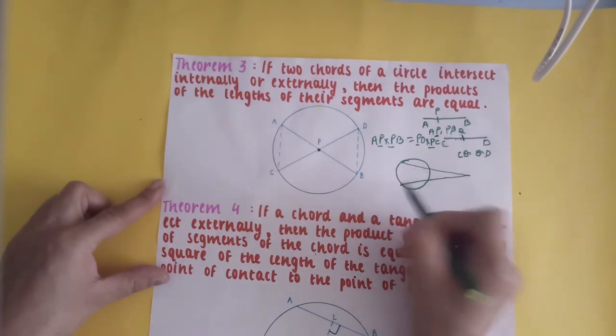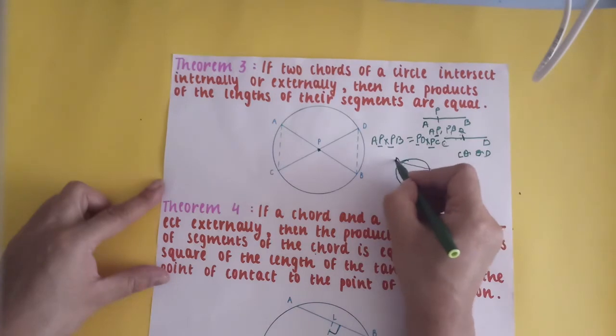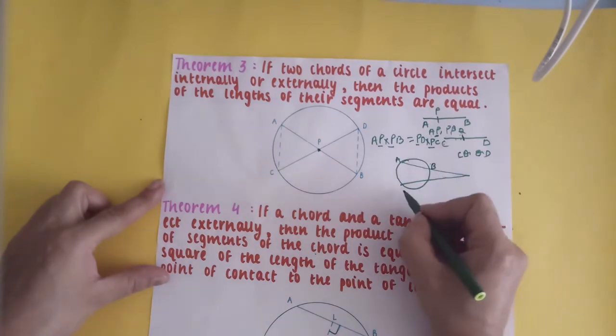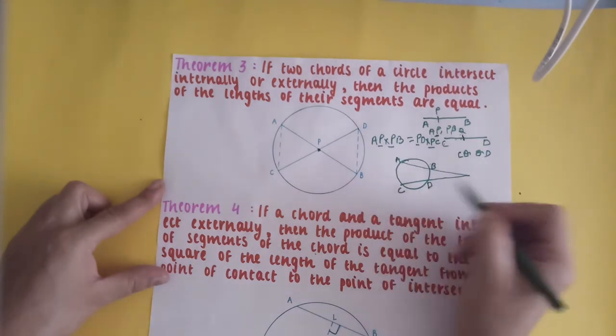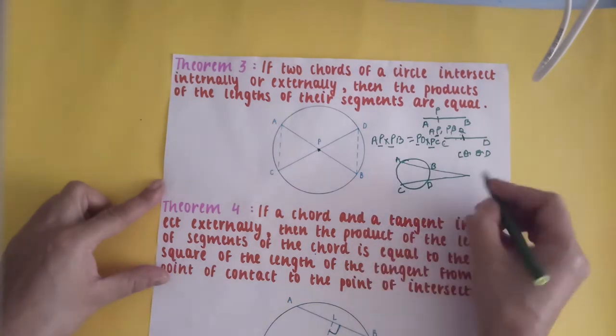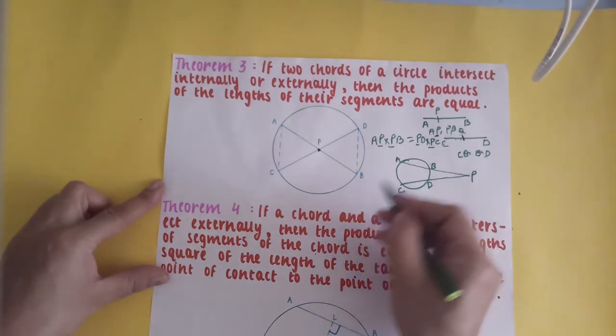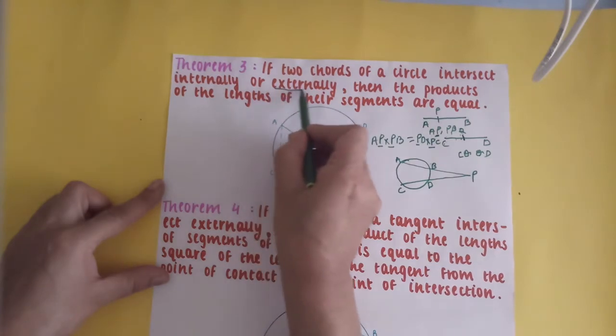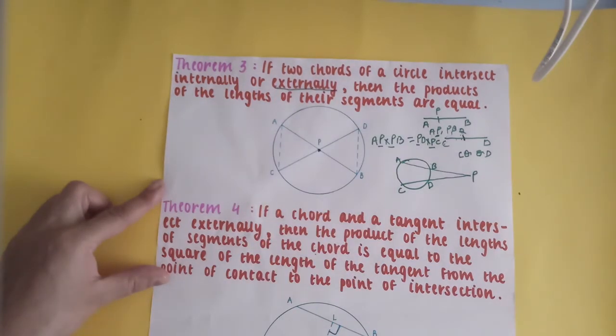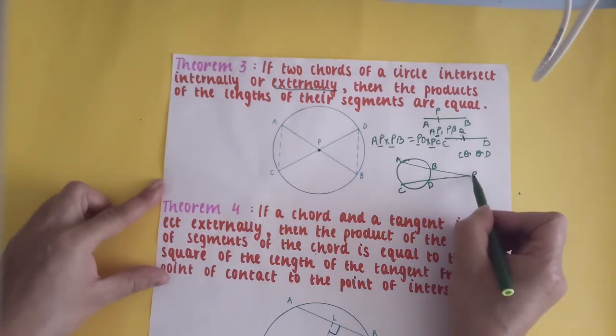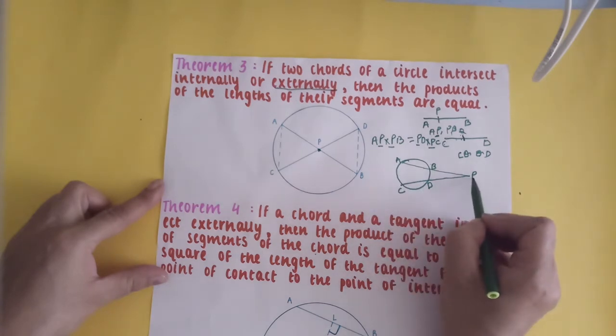So then the situation will be like this. This is my chord AB and this is my chord CD. If I have extended them and they are meeting at a point outside the circle, that's what "externally" means. Then what are the segments of the chord AB?